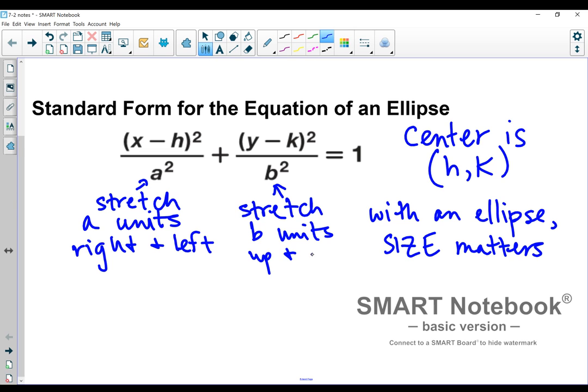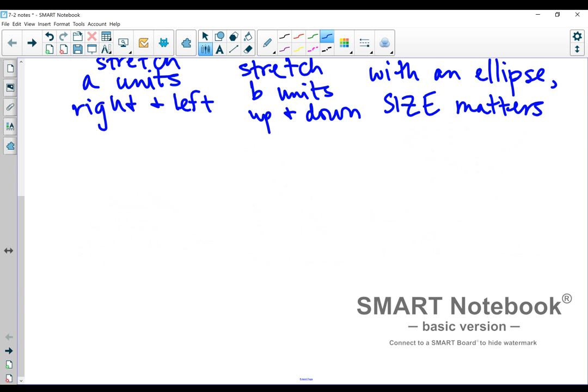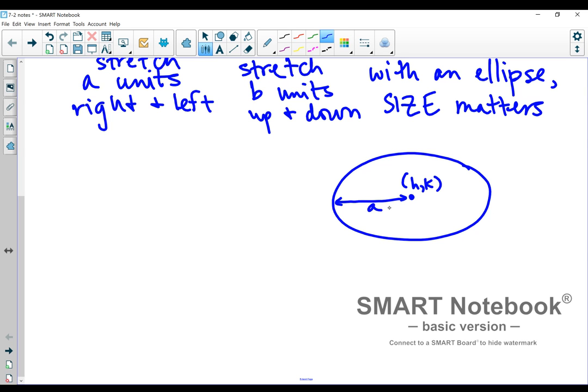This will make a lot more sense when we actually graph a couple. So I just wanted to quickly look at what these could look like. So we could have an ellipse that looks like this. So here's my center, that's my (h, k). And what I mean by stretching a units right and left is this is a, and this is a. And those points on the ellipse are my vertices. So that means we have a vertex over here, we have a vertex over here.